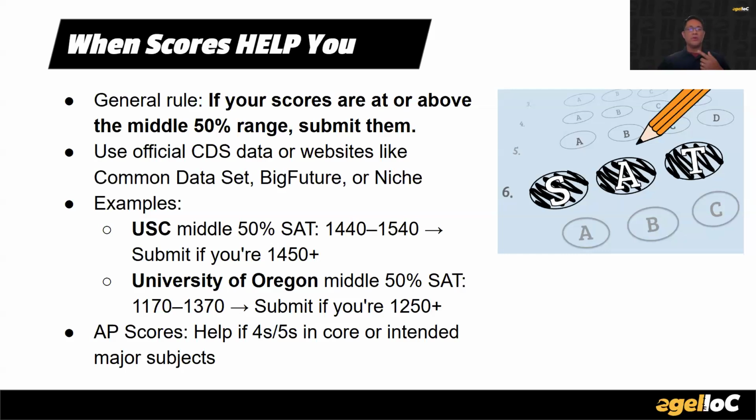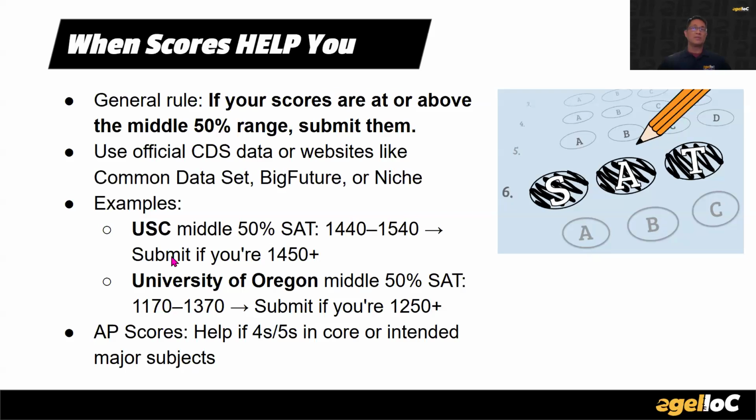Submit your scores if you are at or above the school's middle 50% range. Okay. So you can use different data points. For example, the Common Data Set, or websites like BigFuture or Niche, which normally post these types of ranges, okay? So if we take a look at those ranges, for example, USC's middle 50% SAT is between 1440 and 1540.